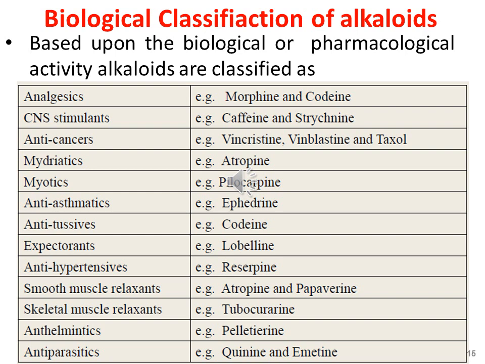Anti-asthmatic alkaloids include ephedrine. The anti-asthmatic alkaloid ephedrine is used for the relief of asthma. Similarly, an example of the expectorants is lobeline. Expectorants are used to discharge the sputum from the lungs. Similarly, an example of the antihypertensive alkaloids is reserpine.